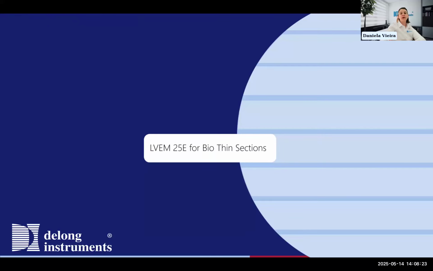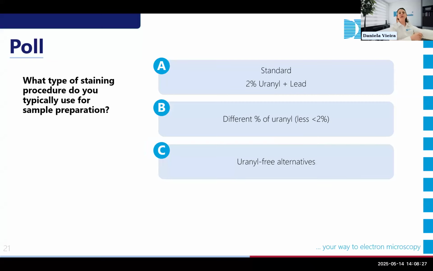So, LVEM 25E for biofilm sections. Another clue here for you. One of the biggest challenges is the staining. And here I want to know: what type of staining procedure do you typically use for sample preparation?